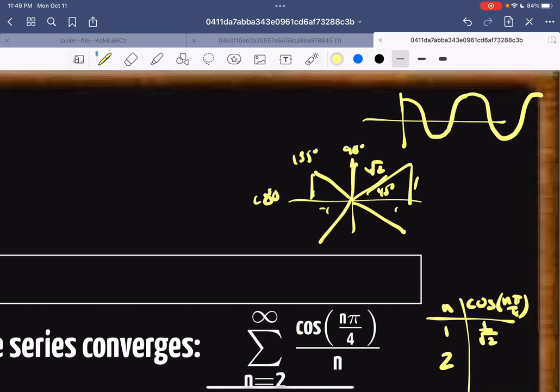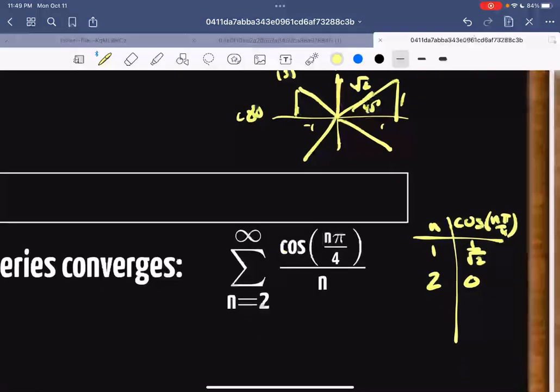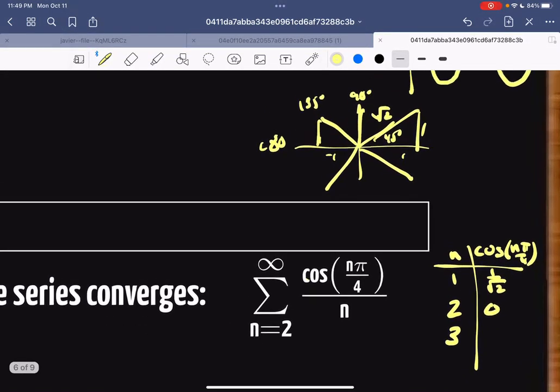For cosine of 2, this would give me a 2 here. 2 pi over 4. That's pi over 2. That's 90 degrees. That gives you this one right here. That gives you 0. For the next one, 3 pi over 4. It's 135 degrees. Or said differently, 45 degrees. You drop down perpendicular, you draw a reference triangle. So this ratio is -1 over square root of 2.